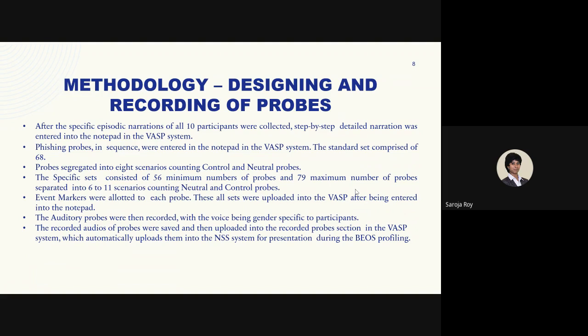So the specific sets consisted of a maximum of 56 probes and 79 probes, separated again into 6 to 11 scenarios, again considering the neutral and control probes as well. Event markers were also allotted to each probe, and all these sets were uploaded into the WASP system, and then they were recorded with the voice being gender specific to the participants.